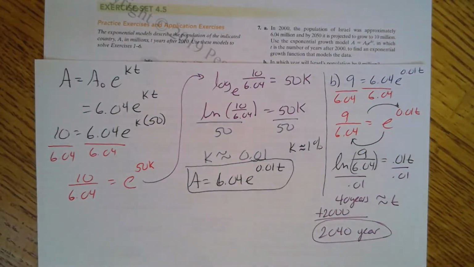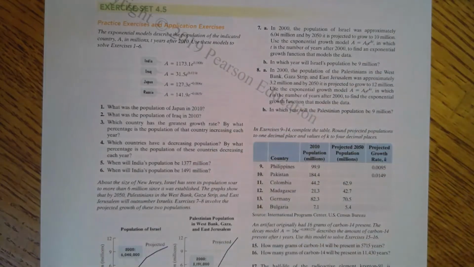So that one's a little bit tougher because they didn't give us an equation that just had everything already in there. We had to use the information given to find out what our K was. All right, so now let's look at 15.